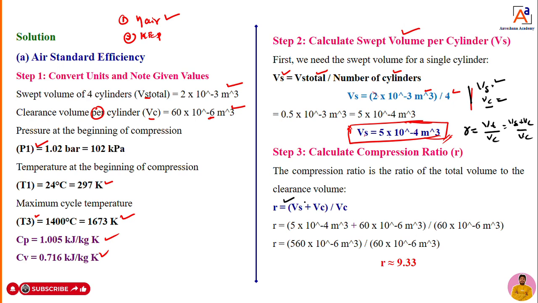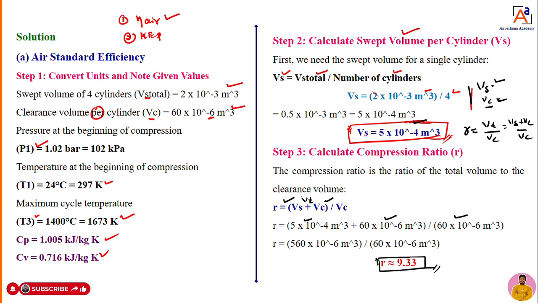Compression ratio is equal to V total, and you have to remember that I am considering V total per cylinder. Total volume of a single cylinder is nothing but Vs plus Vc, divided by Vc. Vs we already calculated, that you need to substitute. Vc is given in the problem itself, per cylinder. Substitute, then divide by Vc. Do the simplification and you are going to get the compression ratio R equal to 9.33.